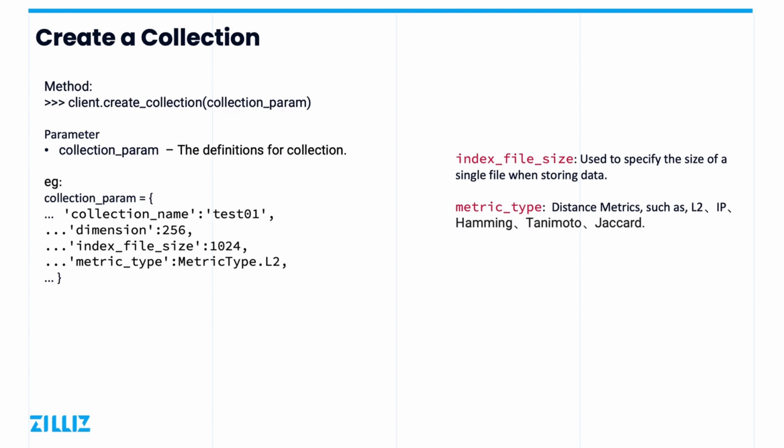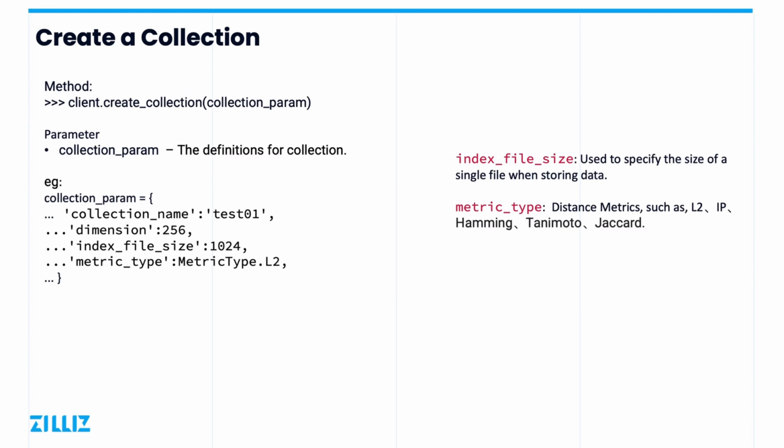The parameters for createCollection are contained within the collection param dictionary for this example. To create a collection, we need the name, the dimensions, the index file size, and the metric type. Index file size specifies the size of a single file in megabytes when the data is being inserted, with a default value of 1024. As vector data is continuously imported, Milvus will incrementally merge the data into files.